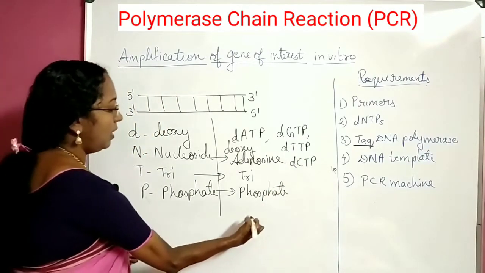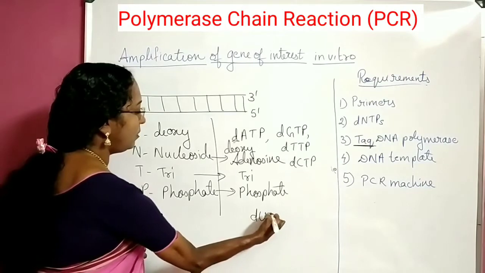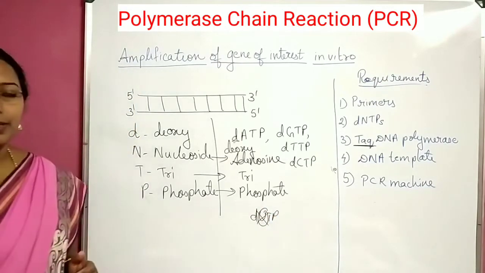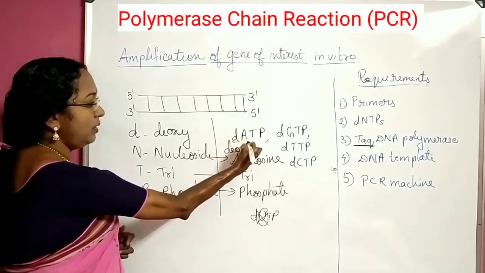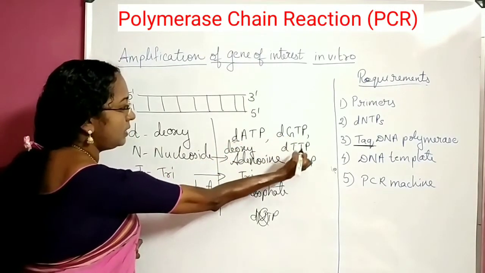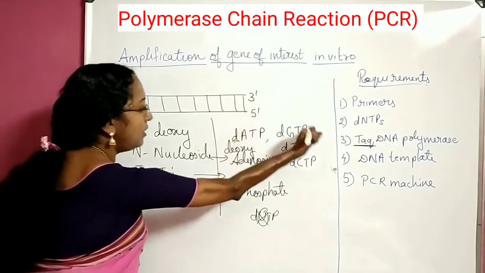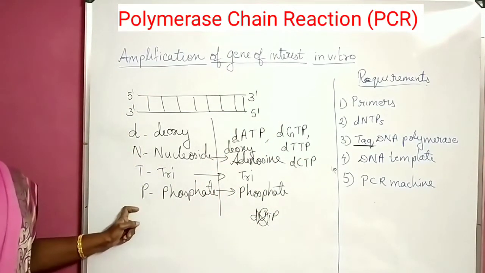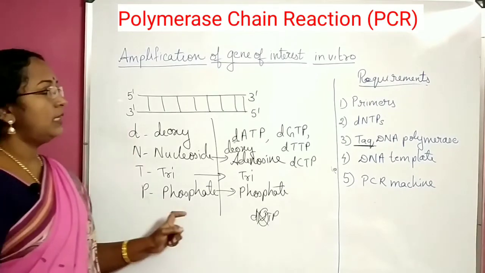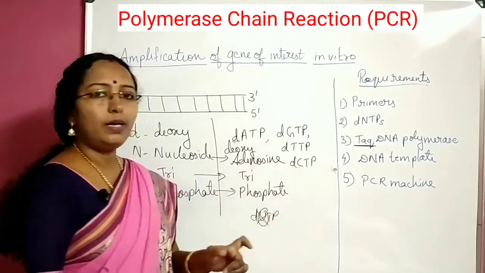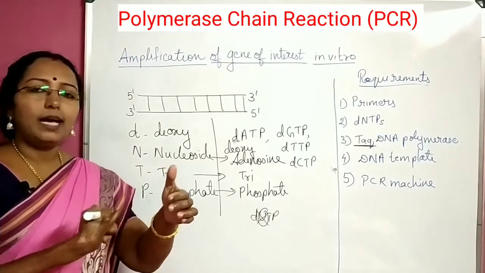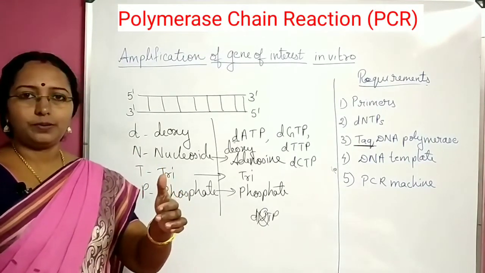But I will never take dUTP, because we all know uracil is not part of DNA. So dATP, dGTP, dTTP and dCTP. These are all the dNTPs. So that is also required. All these dNTPs are required for adding and forming a new DNA molecule.